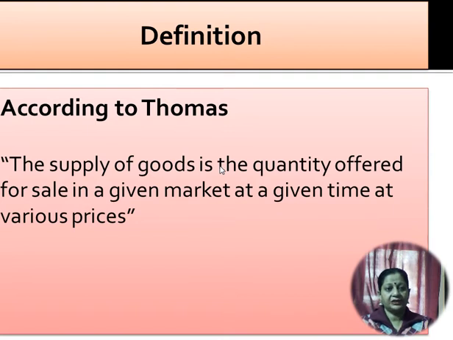Definition: according to Thomas, the supply of goods is the quantity offered for sale in a market at a given time at various prices. That means Thomas has described supply of goods as the quantity which is offered for sale in the market at a particular price and at a particular period of time. In law of supply and law of demand, price plays a very important role, because on the price level the demand or the supply of the commodity depends.